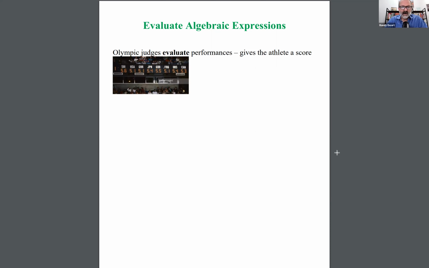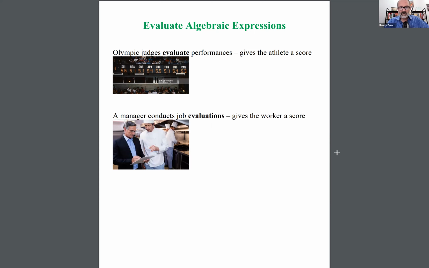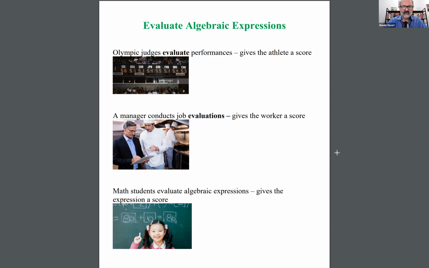Olympic judges evaluate performances of the athletes. What do they do? They give the athletes a score. That is an example of evaluating. Managers conduct job evaluations for employees. They would give the worker, the employee, a score. That means they've evaluated the employee. Well, we do that in math as well. You can evaluate an algebraic expression. You can come up with a number that you would assign to that expression. Let's take a look at what this looks like.